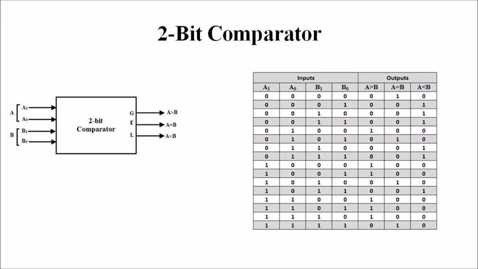The figure shows the block diagram of a 2-bit comparator which has 4 inputs and 3 outputs. The first number A is designated as A0 and A1, and the second number is designated as B0 and B1. This comparator produces three outputs, that is A greater than B, A is equal to B, and A less than B. The truth table of this comparator is shown here, and it depicts the various input and output status.